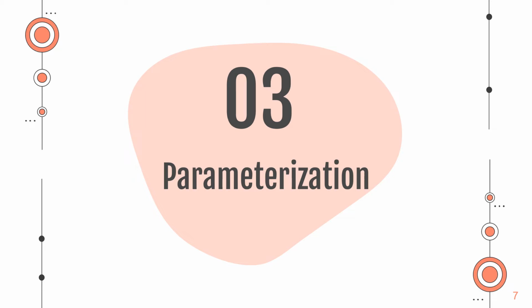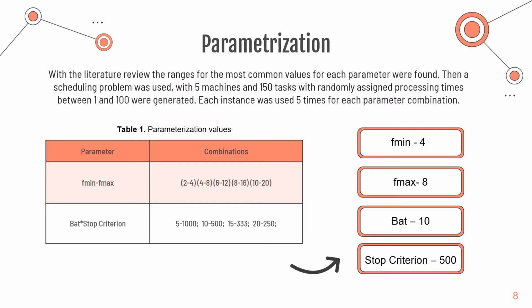Having the algorithms implemented, it became important to understand the best parameters for the problem at hand. For these, several combinations were tested, considering the values found in the literature. This range of values can be seen in Table 1. Note that for each combination 5 iterations were performed for a total of 100 iterations. In the results analysis, two essential criteria were used: lowest average of the 5 values for a given parameter combination and iteration with the lowest minimum. Thus, for discrete Bat algorithm, the best parameters were fmin equals 4, fmax equals 8, 10 bats, and a stopping criterion of 500.